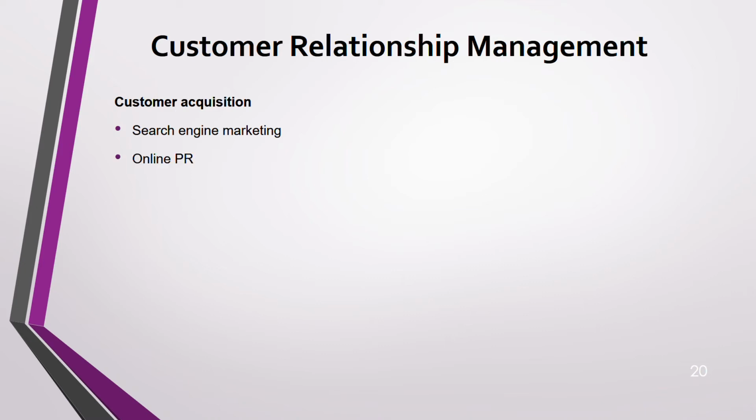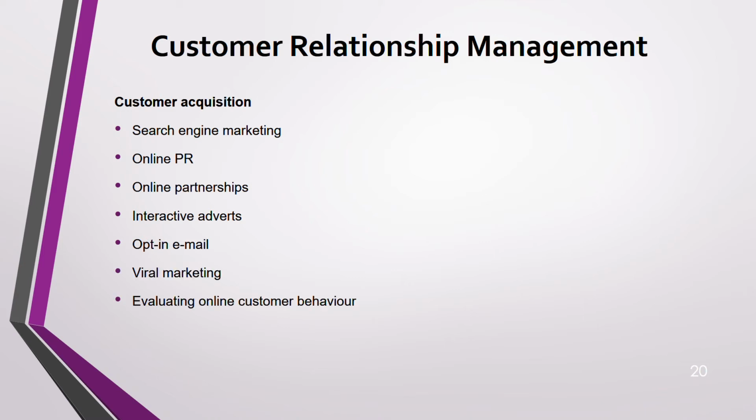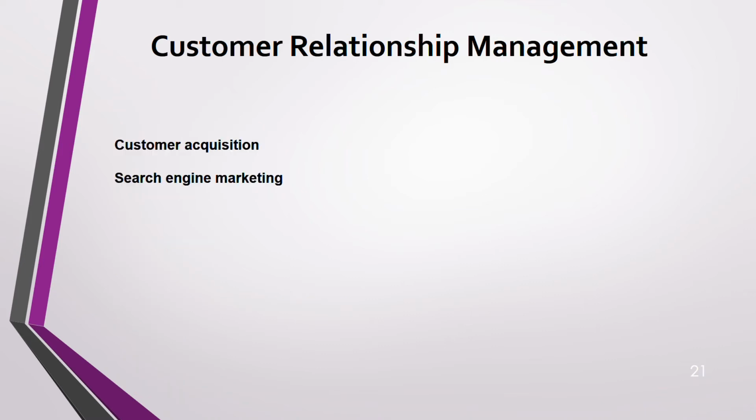Second, online PR. Online partnership. Interactive AdWords. Opt-in email. Viral marketing. Evaluating online customer behavior: how to evaluate your online customer behavior. Recency, frequency, and monetary value. Okay, the last three bullet points are not a way of acquiring customers. They are ways of evaluating online customer behavior. So now we'll go through search engine marketing.